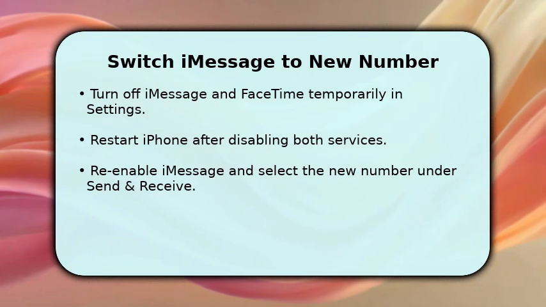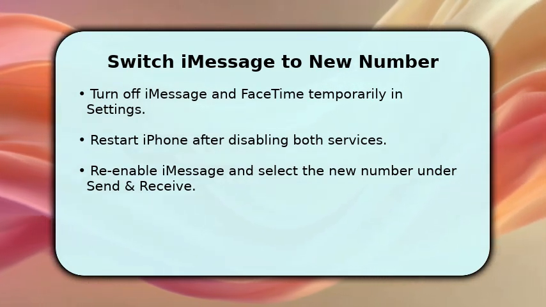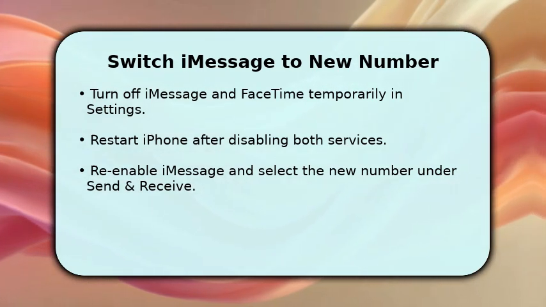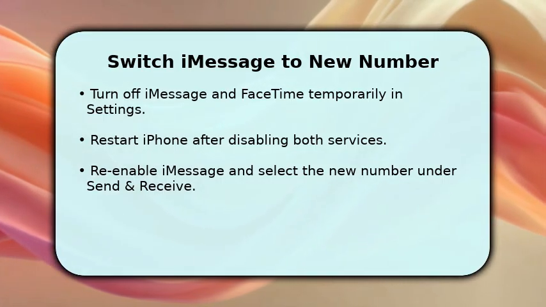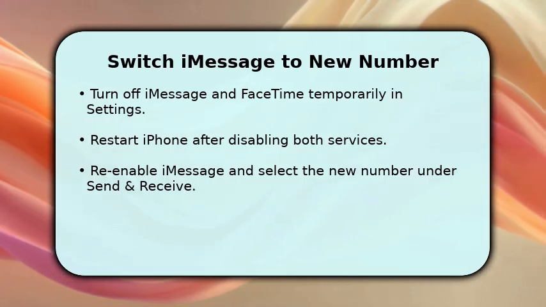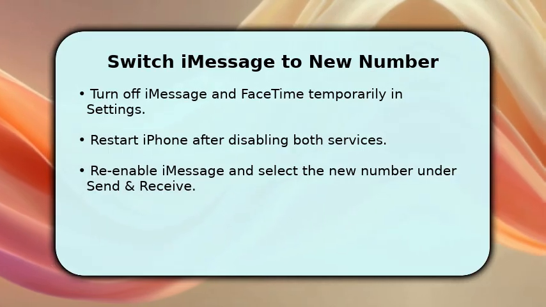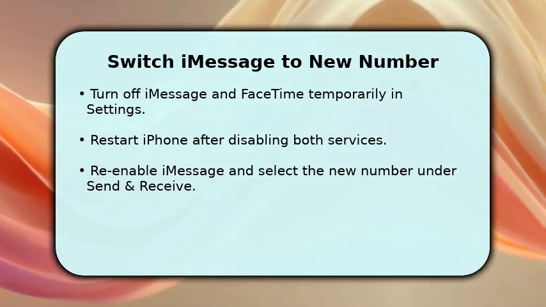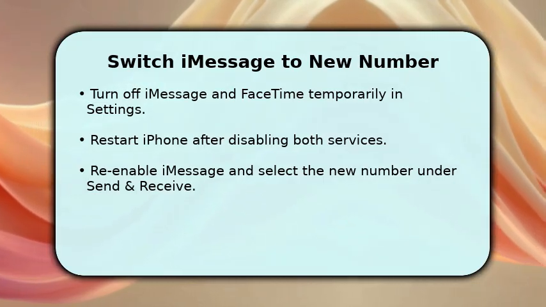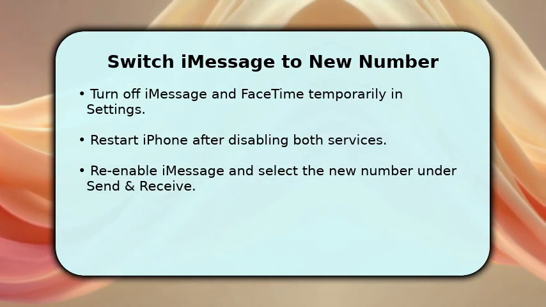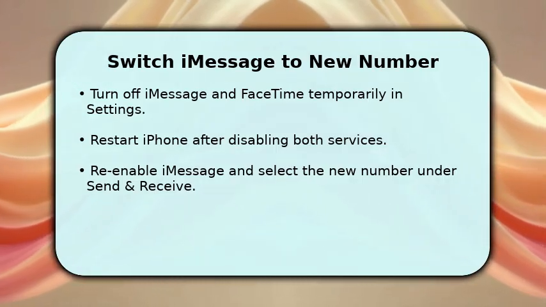Now you'll force a fresh iMessage registration. Go to Settings, Messages and toggle iMessage off, then do the same for FaceTime. Restart the iPhone to clear cached registrations. When it boots, return to Settings, Messages, Send and Receive, tap your Apple ID, and sign in if prompted. Under You can be reached by iMessage at, ensure the new phone number is checked and set as the default for send from. This re-registers Apple's servers to the correct number, reducing delivery errors.